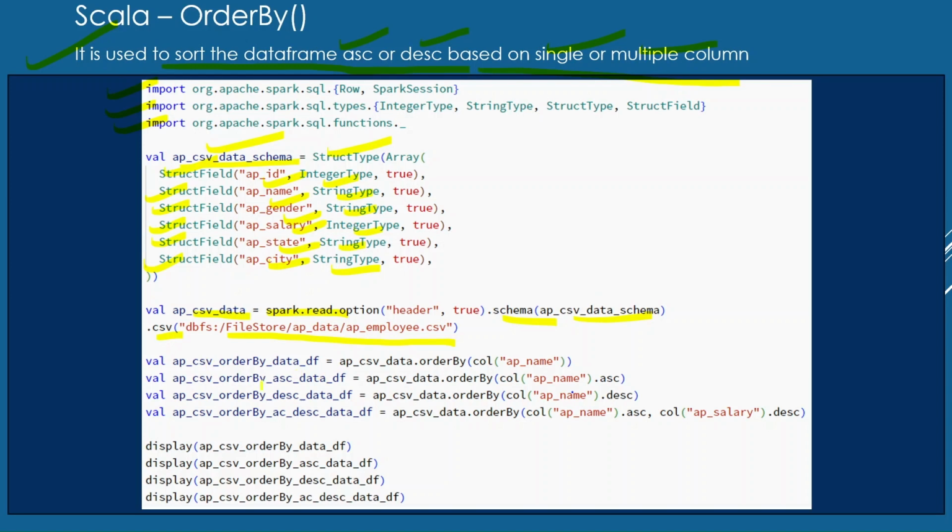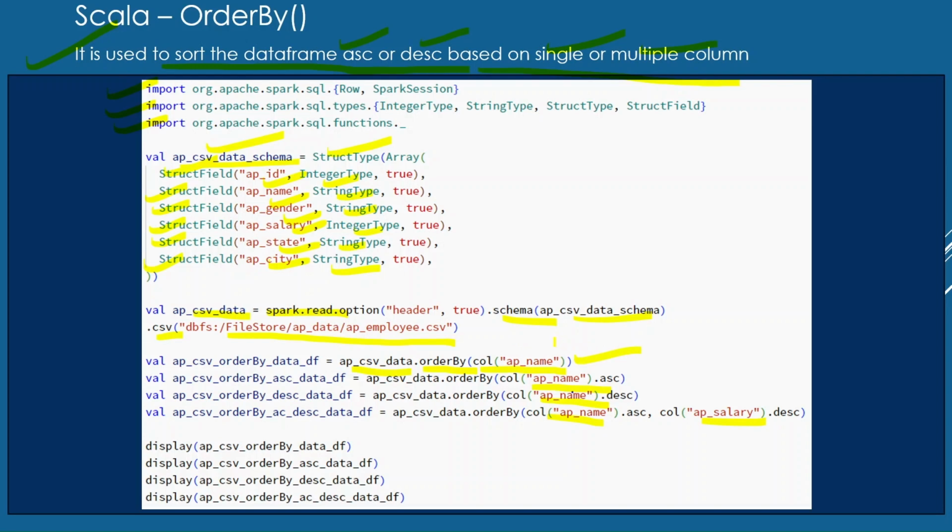Once this data frame gets created, I am calling the orderBy function on the newly created data frame. Here I am sorting based on the column AP name, and here also based on the column AP name, and here salary. But we can see that here we are not saying whether it should organize in ascending or descending order.